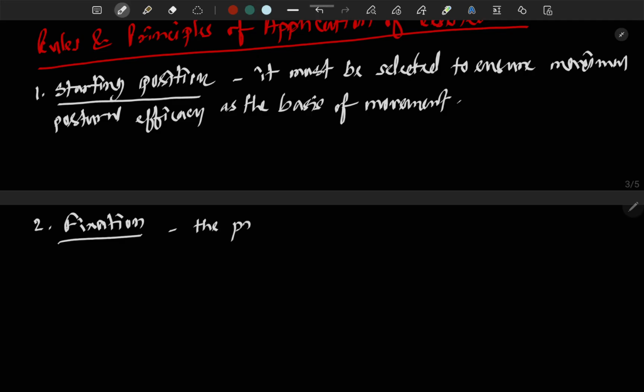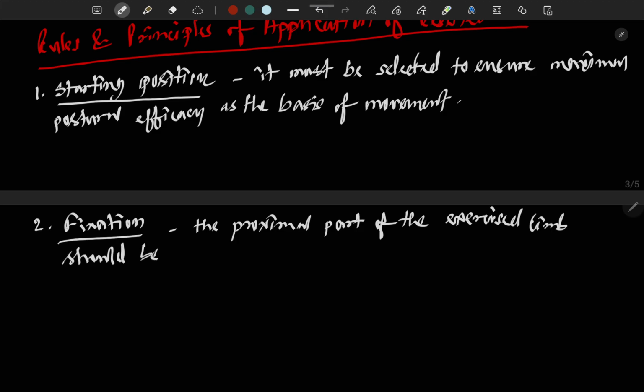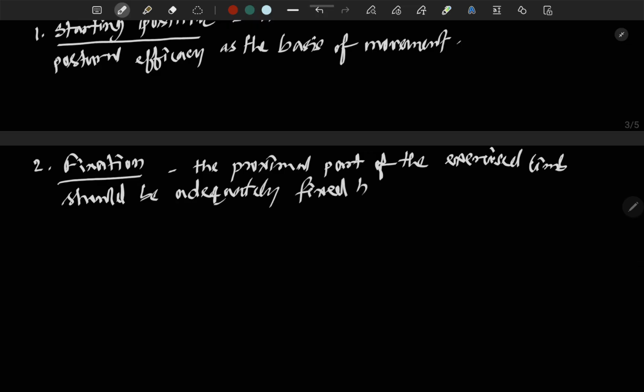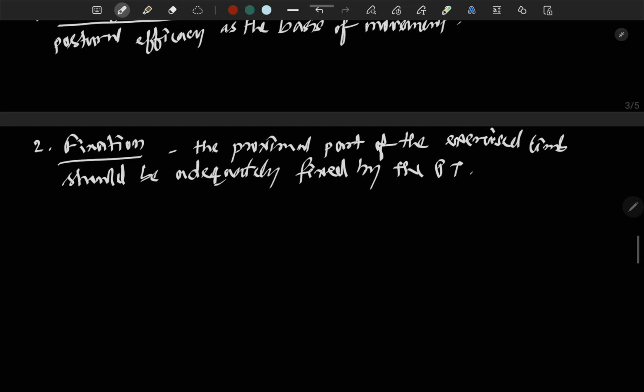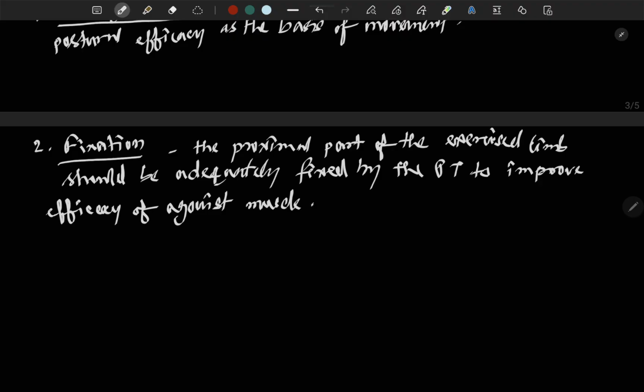What is the fixation? The proximal part of the exercised limb should be adequately fixed by the therapist to improve efficacy of agonist muscles. Number 3 is resistance force.